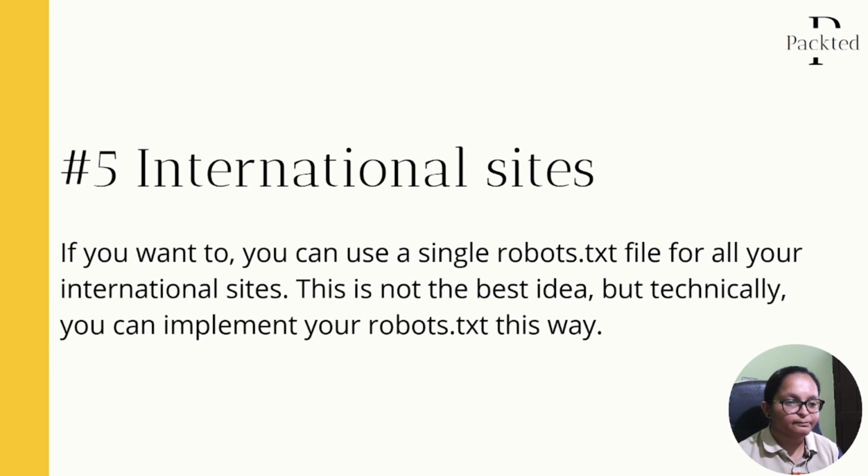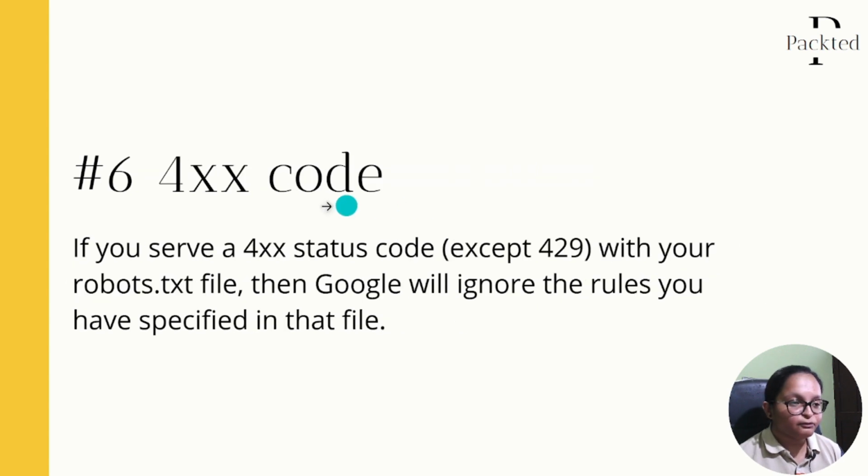The sixth fact is about 400 codes. It says that if you serve a 400-something code on your website, except for 429, with your robots.txt file, then Google will ignore the rules you have specified in that file.